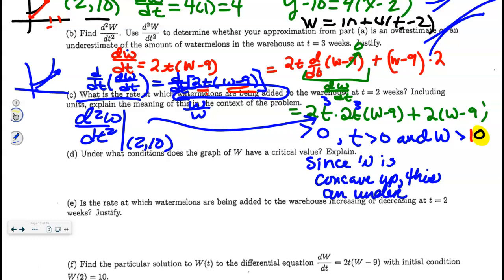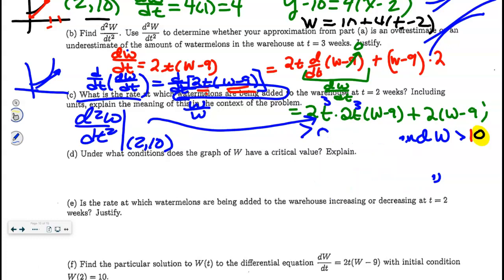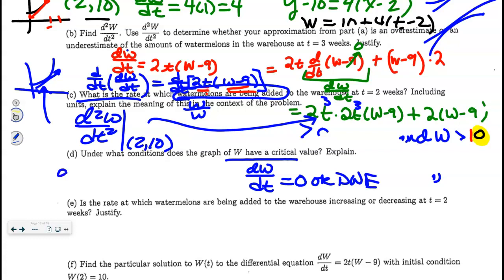All right, then it says, under what conditions would W, the original function, this guy, have a critical value? Critical values occur when the rate or the derivative is equal to 0 or does not exist. That's what you need to find. And they gave you the equation for that. It was 2t, all right? So it was 2t times W minus 9, correct? That exists everywhere, and time is positive, obviously. So what's my critical value? At t equals 0 or what?